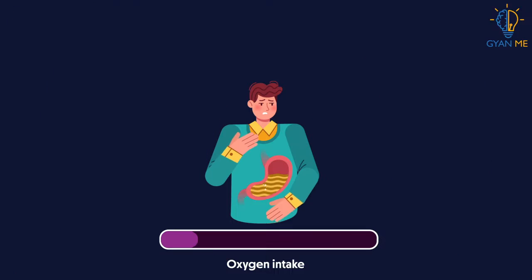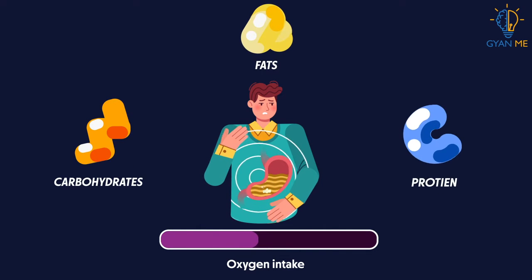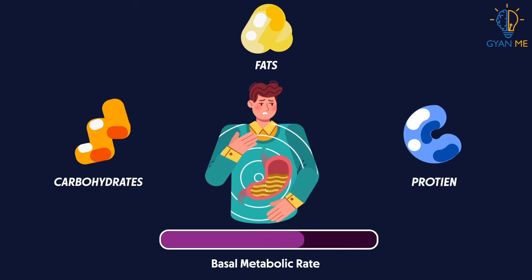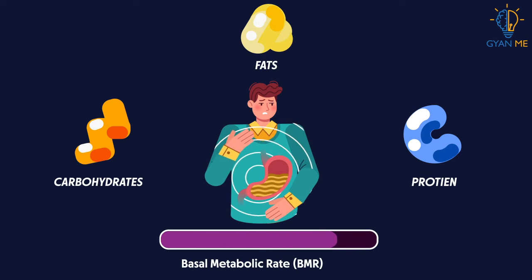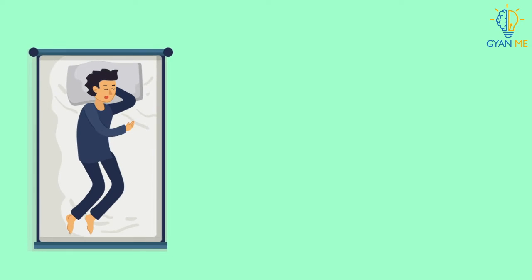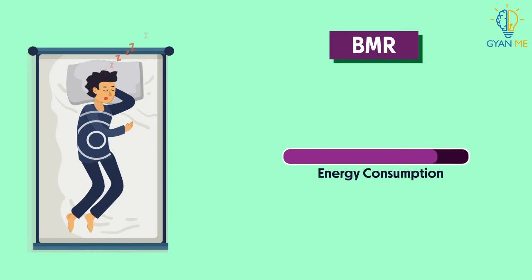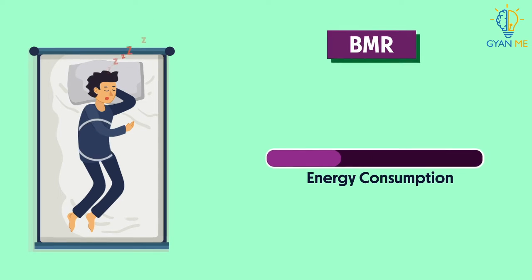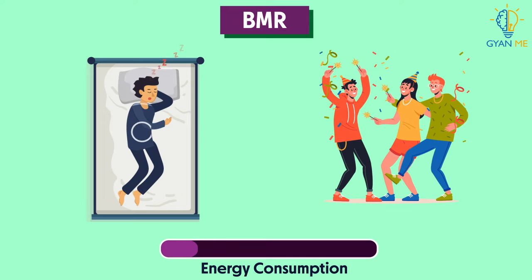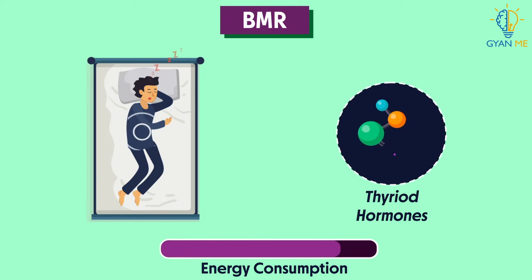The increase of oxygen uptake in the cells increases the rate of metabolism of carbohydrates, fats, and proteins, which in turn increases the basal metabolic rate, abbreviated as BMR. Did you know that the basal metabolic rate or BMR is the amount of energy consumed by the body in the resting state? That is, it is the minimum energy consumption by the body. If the body activity increases, the energy consumption also increases. Thyroid hormones increase the BMR, which means the calories burnt increases even though the body is in resting state.